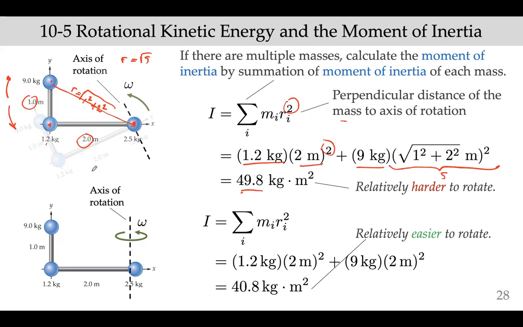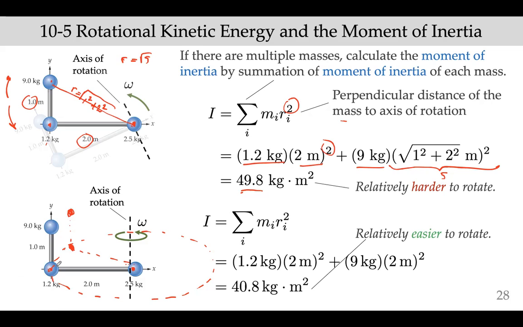Now, take the same object, and rotate it around this axis. That axis is going through this mass now. So now it rotates like this. It goes into the page like this. It rotates like this and comes out of the page and goes into the page.